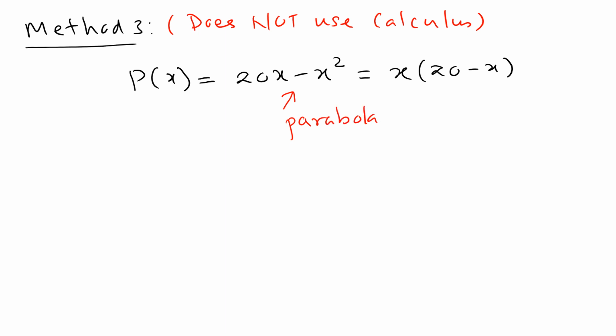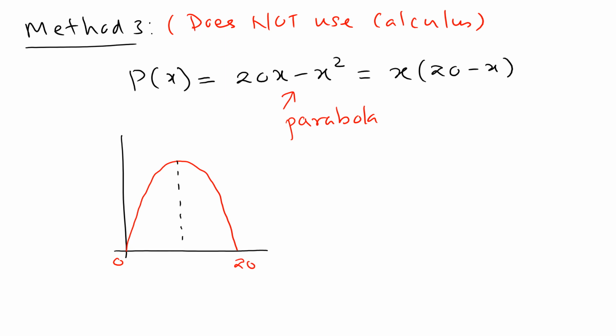When you have a parabola, you really don't need to use calculus, because you can see the graph looks like this. There are two zeros. One zero is at 0. The other zero is 20. So the graph is going to look like that. By symmetry, the maximum should happen at the middle point. The middle point is 10, because 0 plus 20 divided by 2 is 10. So at 10 you get the maximum value.